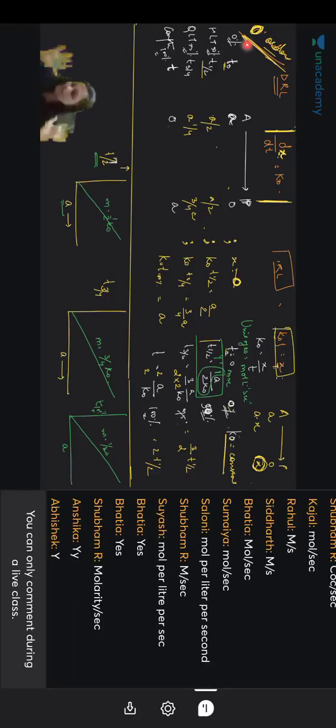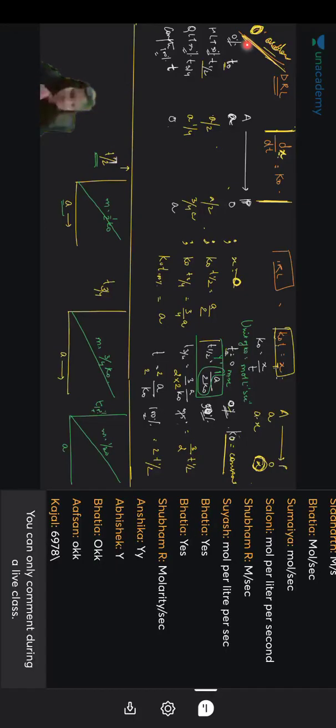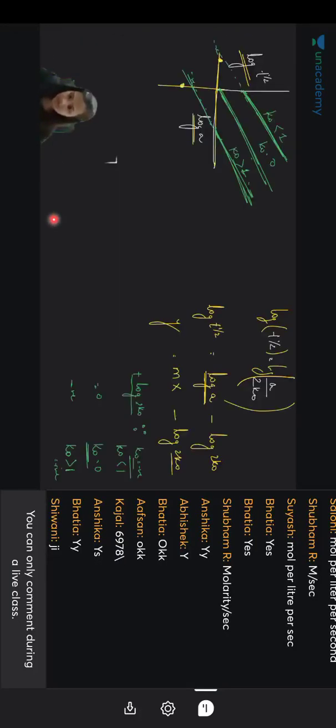So this is all you need to know about the zero order reaction. So similarly, can you do it for the first and second order? And now I want you to do some questions. So let's begin with that.